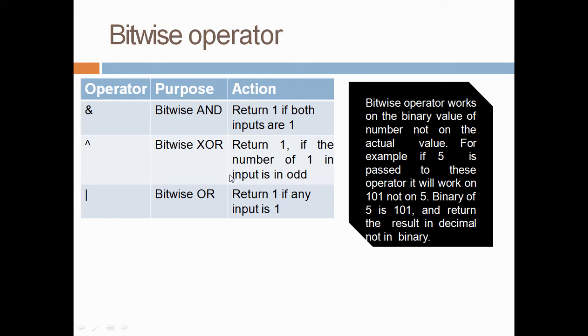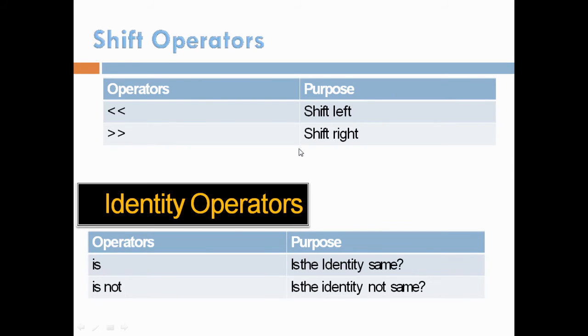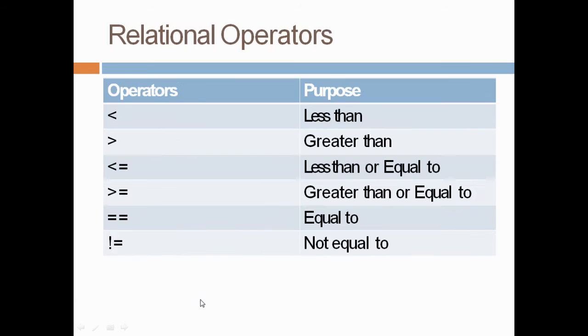Bitwise operators: ampersand is bitwise AND, which returns 1 if both inputs are 1. Caret is bitwise XOR, which returns 1 if the number of 1s in the input is odd. And pipe is bitwise OR, which returns 1 if any input is 1. And shift operators: the left double arrow is the shift left, and the right double arrow is the shift right. Identity operators are the is operator and the is not operator.